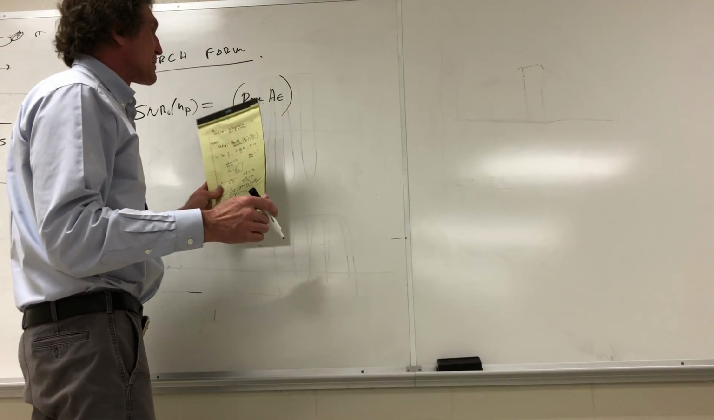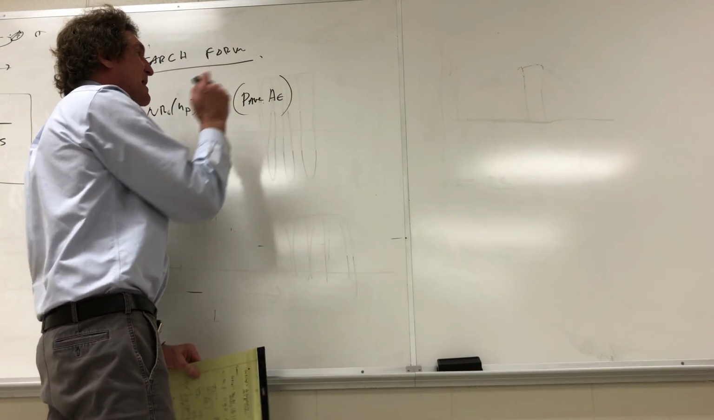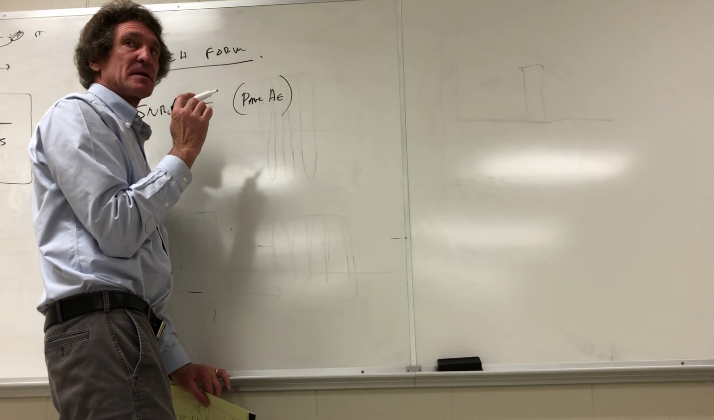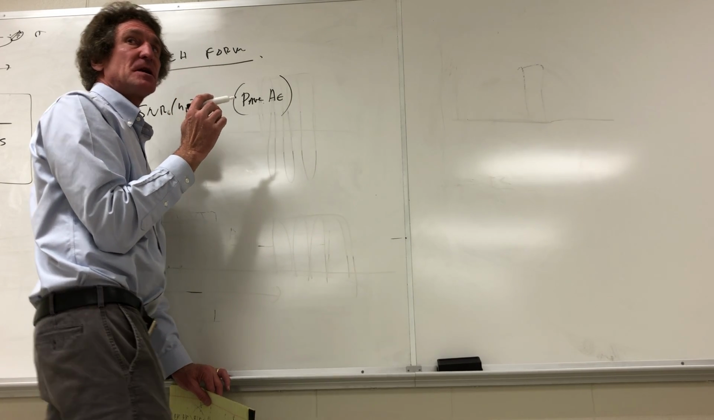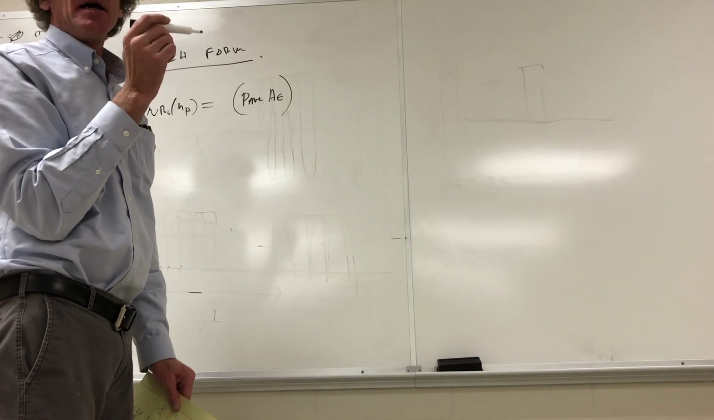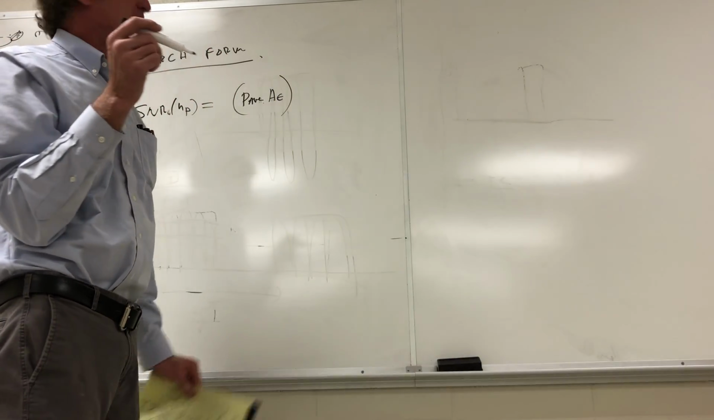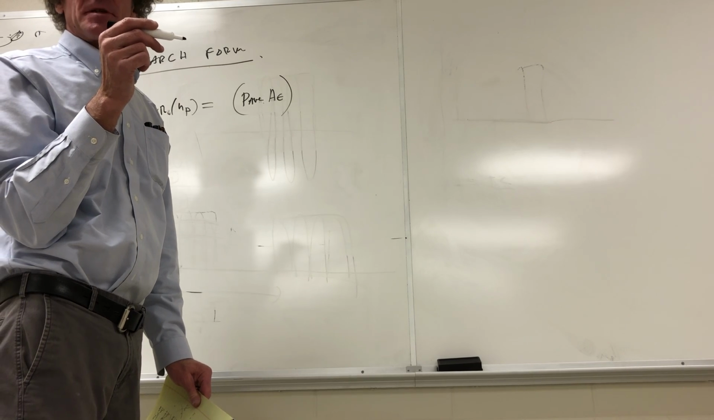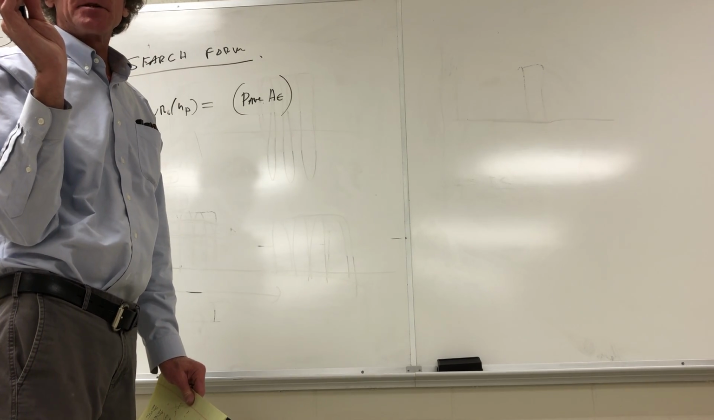This is for search. The important thing is that it's average power times aperture product. This is real important because with target acquisition radars, it's going to be average power times really the aperture squared, or gain squared. It'll be proportional to the gain squared, and this is an important distinction.